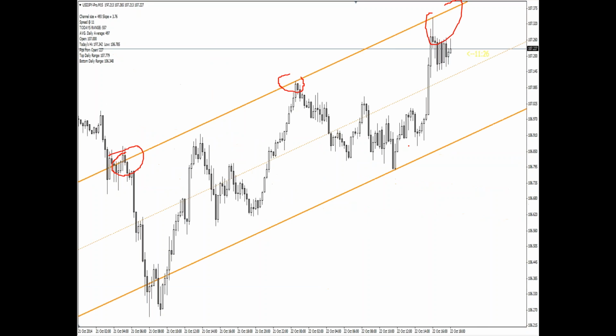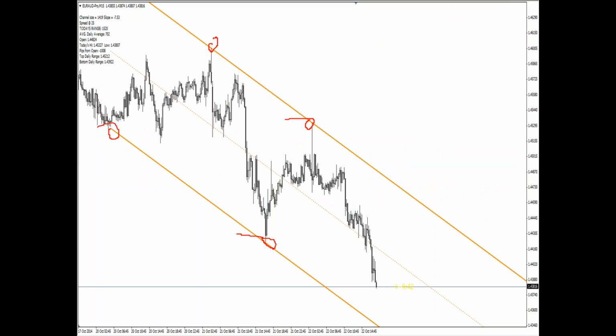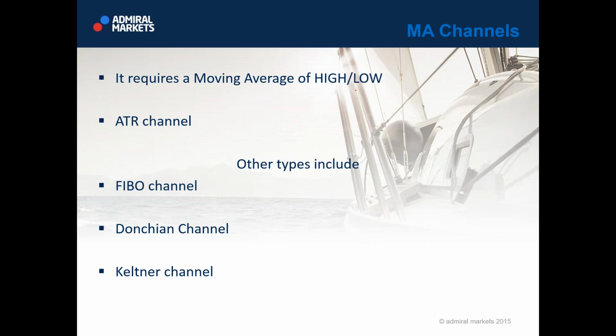So these are the types of channels: uptrend, downtrend, sideways channel, and those are usually manually drawn channels or indicator-drawn channels. Now we also need to distinguish between MA channels and other types of channels. MA channels usually require a moving average of high and low. So let's say 20 EMA high, 20 EMA low, and you will have a channel.